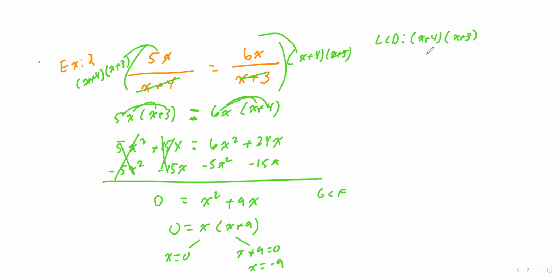And again, I come over here and I figure out what x cannot be. So x cannot be negative 4, and x cannot be negative 3. So if x was negative 4 or negative 3, one of these values would be 0 as the denominator. In our situation, neither one of these is negative 4 or negative 3. So both 0 and negative 9 are acceptable answers.